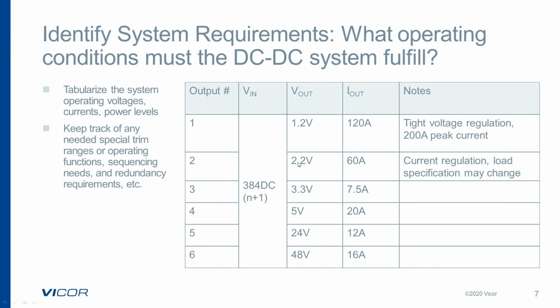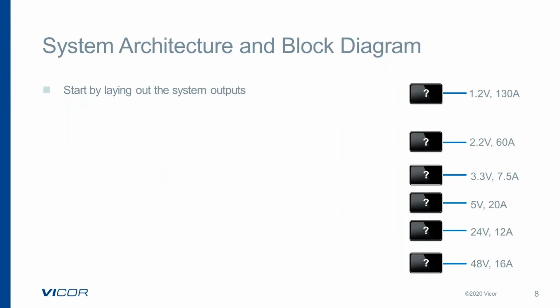And then this particular output, the 2.2 volt 60 amp output, is a voltage that might change in terms of its output characteristics. We may need to add current here. So we make special notes that are needed for the different output voltages. And so once we've tabulated the number of voltages and current levels that we need for the system, then we can actually lay out the architecture.